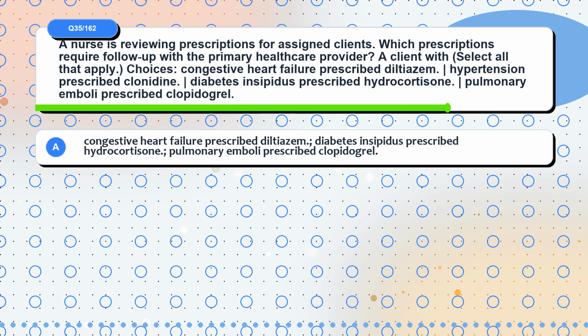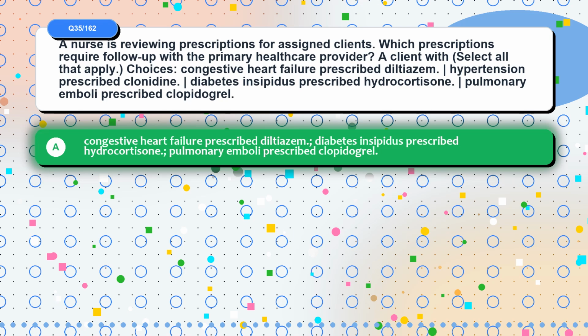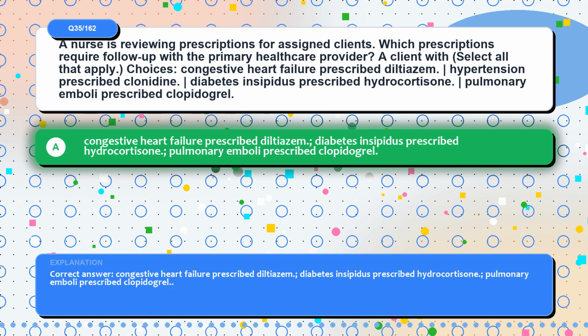Here are the options. Option A. Congestive heart failure prescribed diltiazem. Diabetes insipidus prescribed hydrocortisone. Pulmonary embolism prescribed clopidogrel. The correct answer is option A. Congestive heart failure prescribed diltiazem. Diabetes insipidus prescribed hydrocortisone. Pulmonary embolism prescribed clopidogrel.